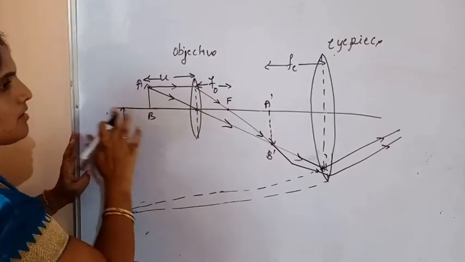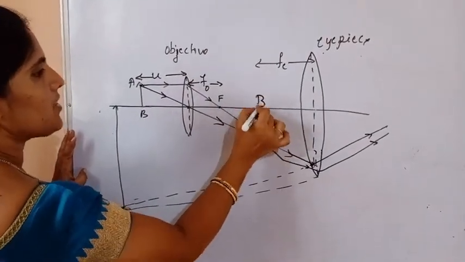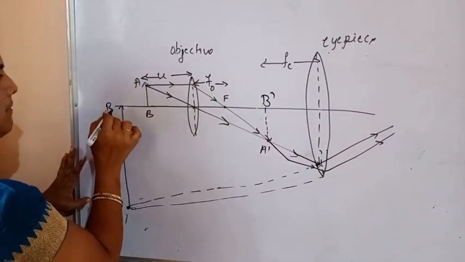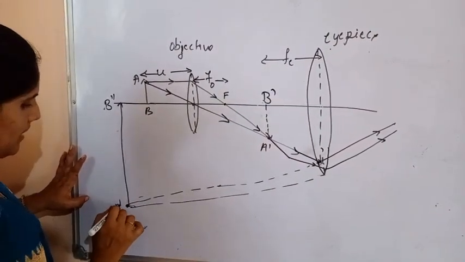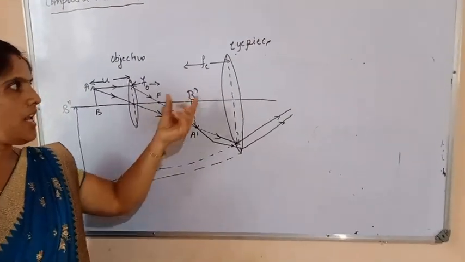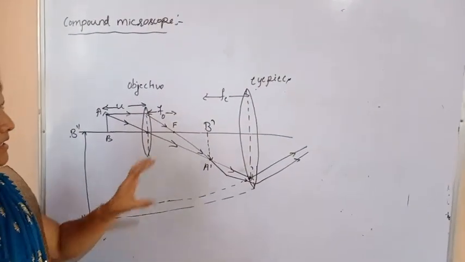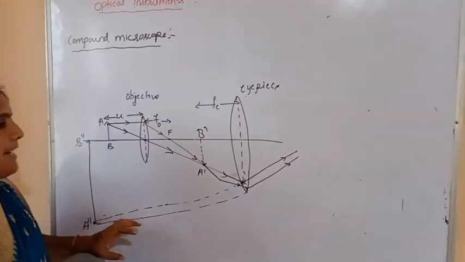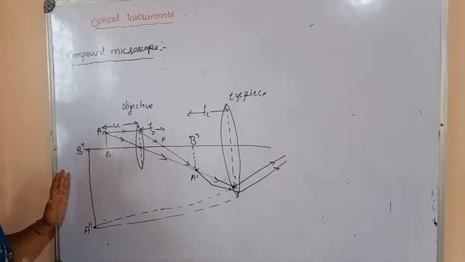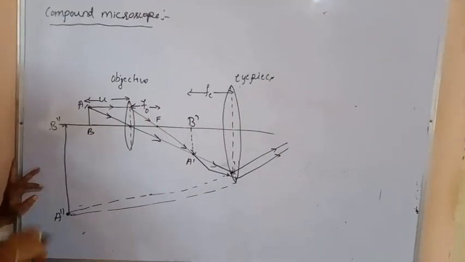Sorry, this is A dash, this is B dash, and this is A double dash B double dash, where A dash B dash acts as the object for this eyepiece. By adjusting this eyepiece, we will get a clear and enlarged image of the object AB.